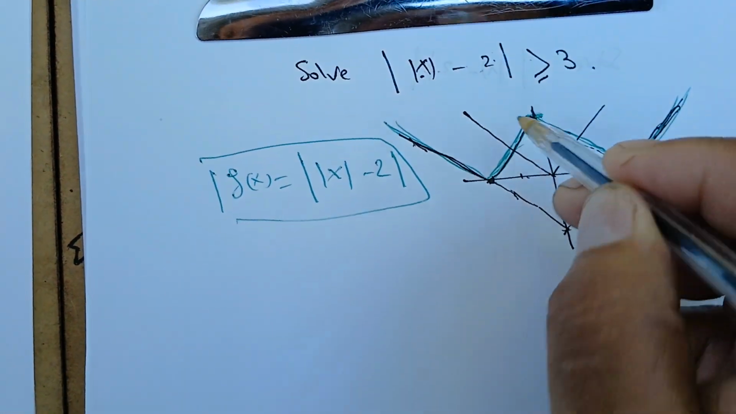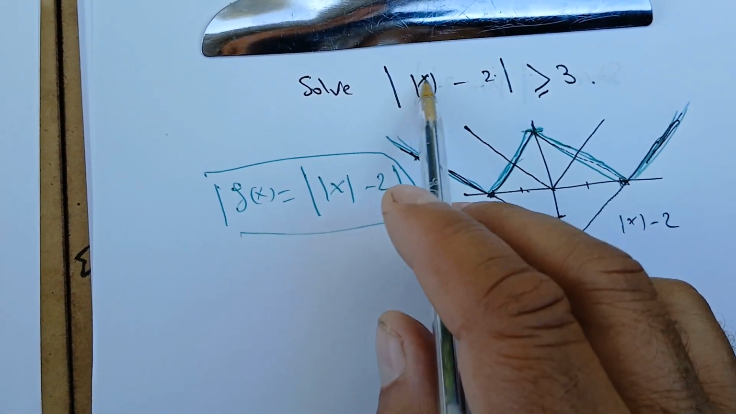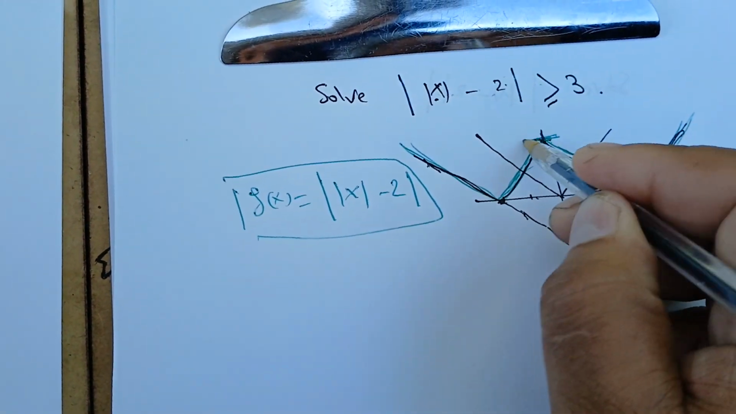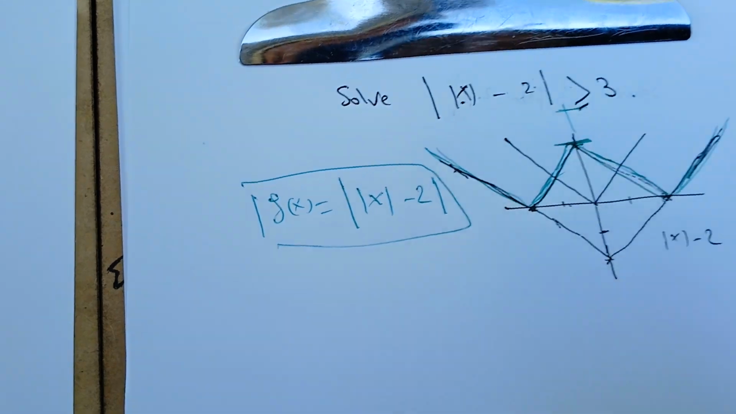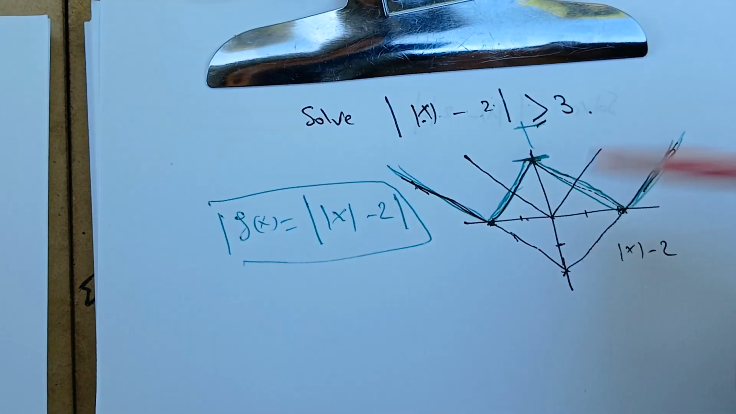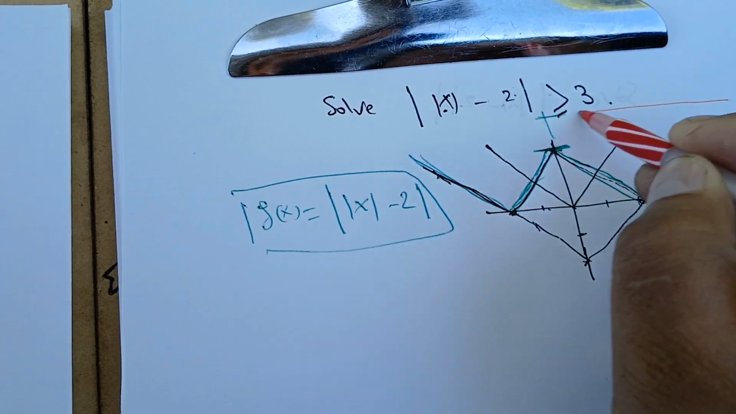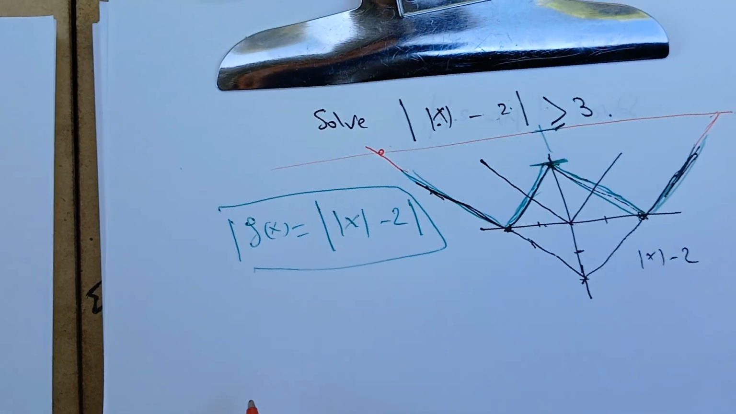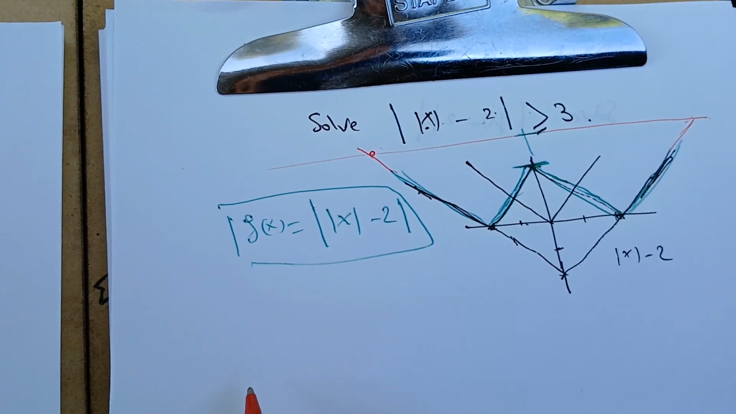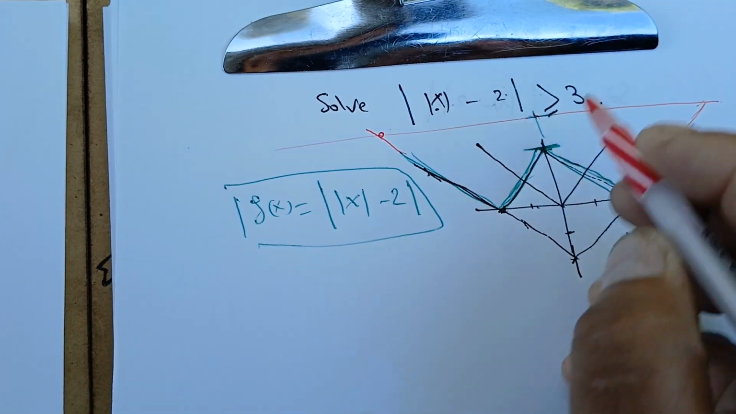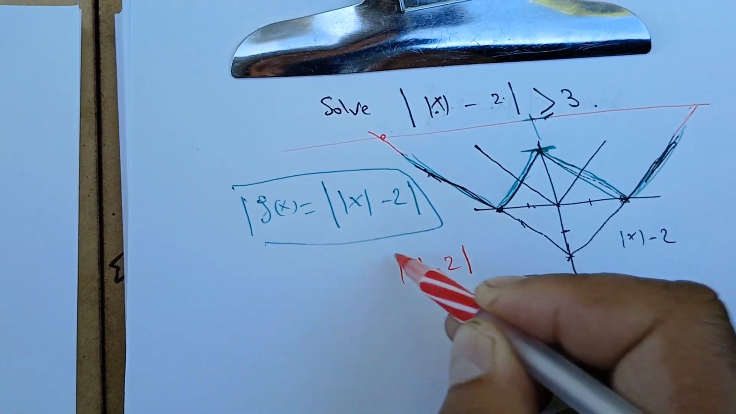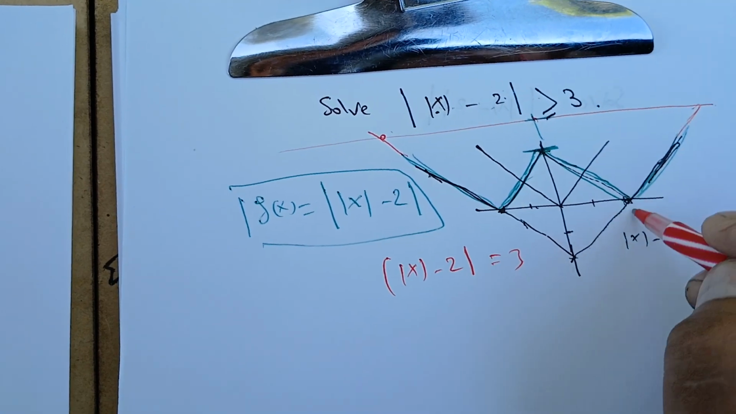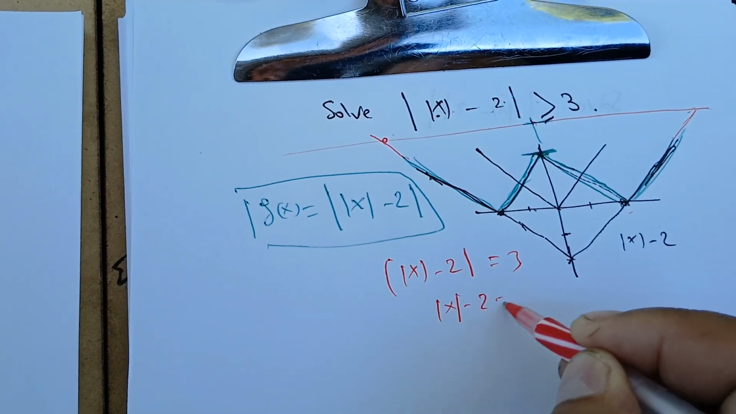Now this value, I know this value. When x is 0, I have the absolute value of 0 minus 2, which is 2. So this is 2, and this one is 3 here. Now I want to think of this 3 as a function. So now I can solve the absolute value of x minus 2 equals 3, and 3 is positive.